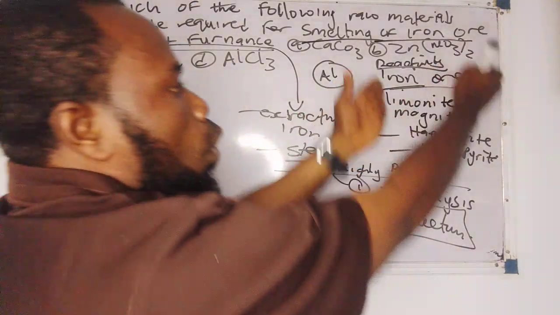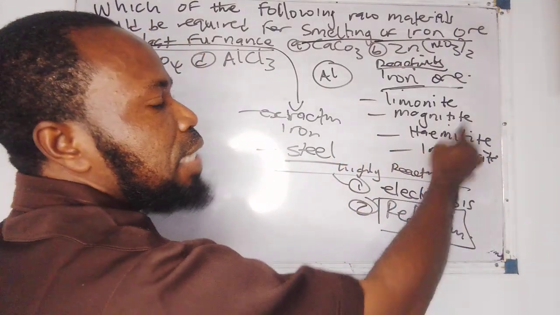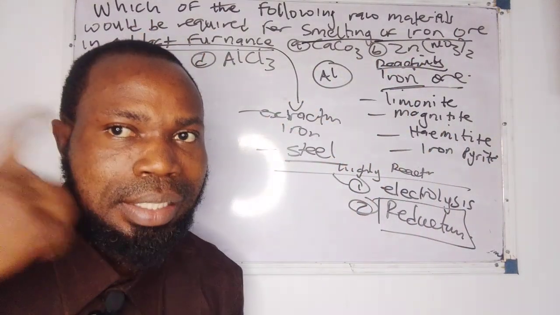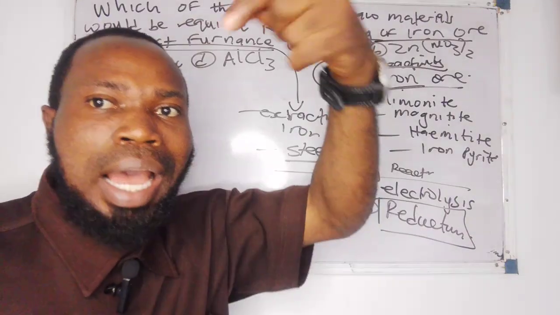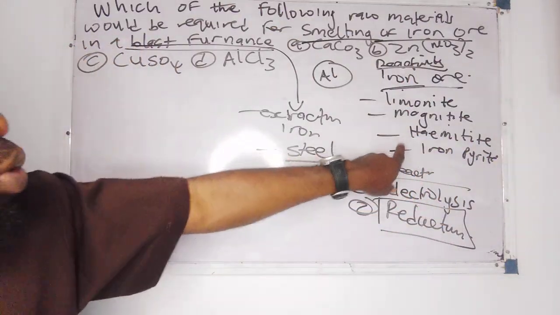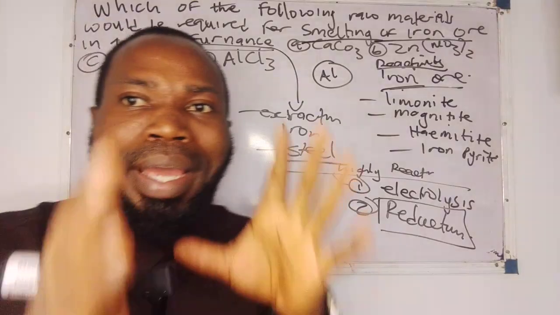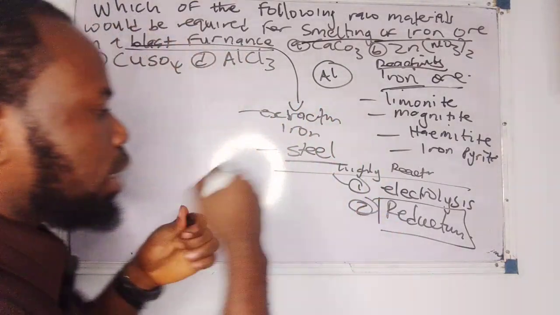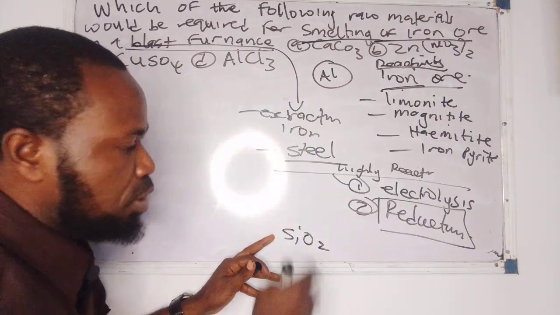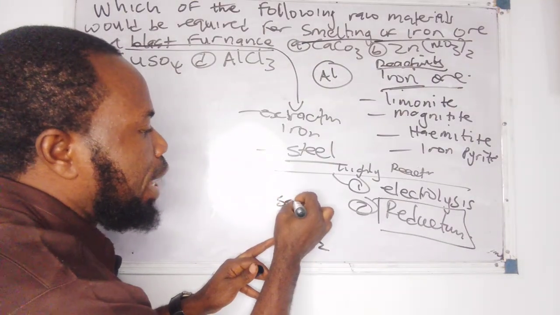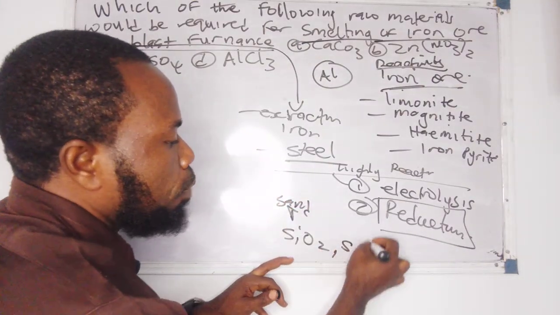Now you know what iron ores are. Because I said hematite is impure, it will be wise for me to tell you the impurities that can be found in hematite, because those are the impurities that we need to remove using the blast furnace for us to get the pure iron. What are the major impurities? We have silicon(IV) oxide, which is sand, or if you like, silica. We have sulfur, we have phosphorus.